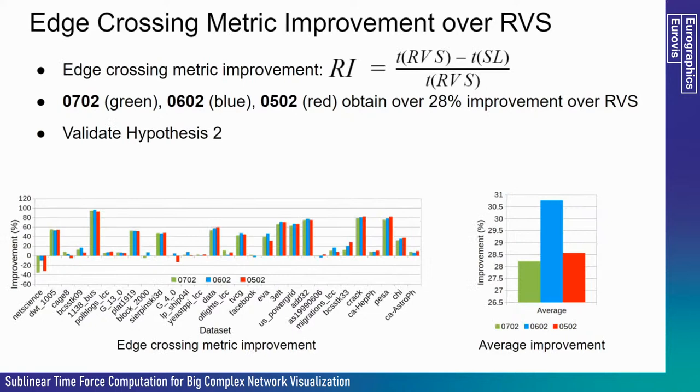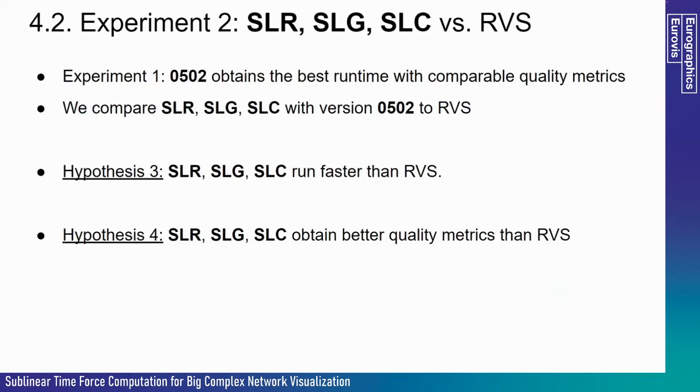For edge crossing metric, we use the same improvement formula as with runtime. And again, here, all of the different versions obtain significant improvement over RVS at over 28% on average, which further validates hypothesis 2. From experiment 1, we see that version 0.502 obtains the best runtime with comparable quality metrics to the other versions. So in experiment 2, we compare the different variations of SL with version 0.502 to RVS.